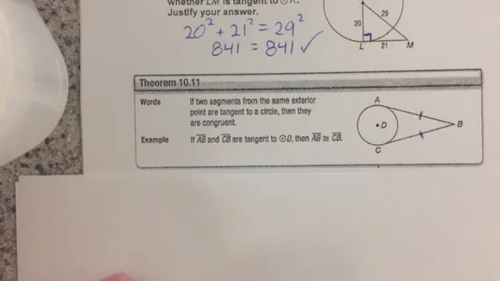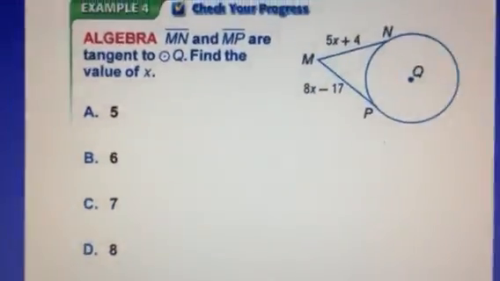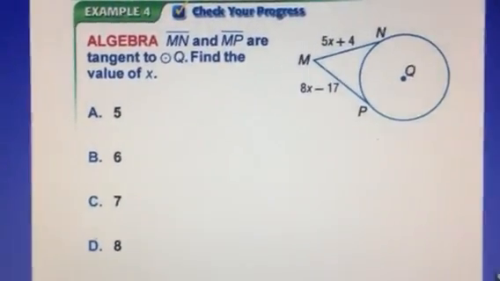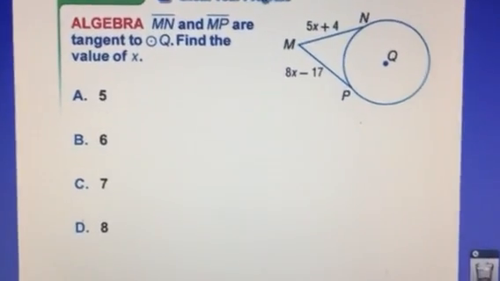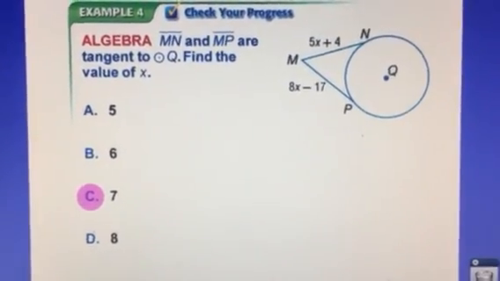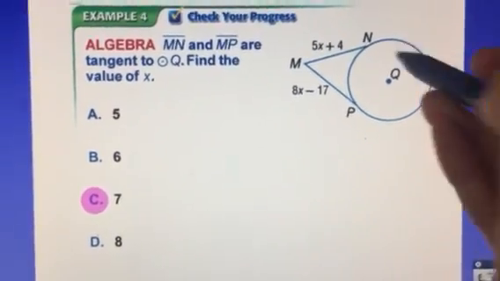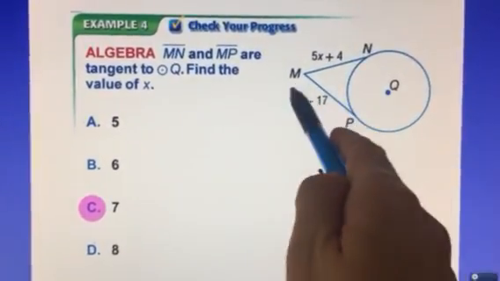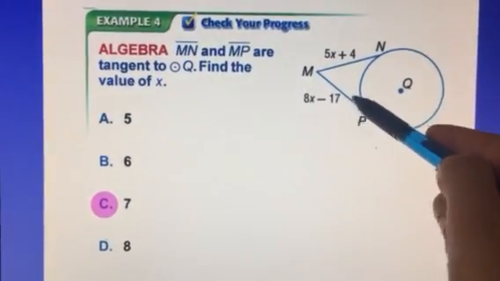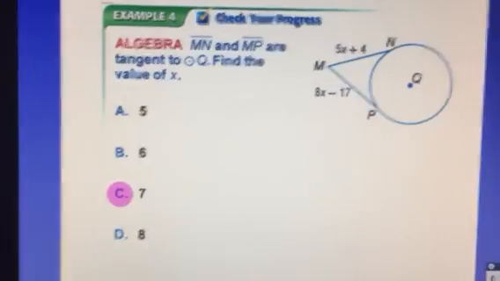So I'm going to put up a problem for you to solve based on that theorem. Here it is. So press pause, solve it. And the correct answer is 7. So here we go. They tell you these things are tangent. They're from the same exterior point, which by that theorem, I know those parts are congruent, so you just set them equal, solve for x.